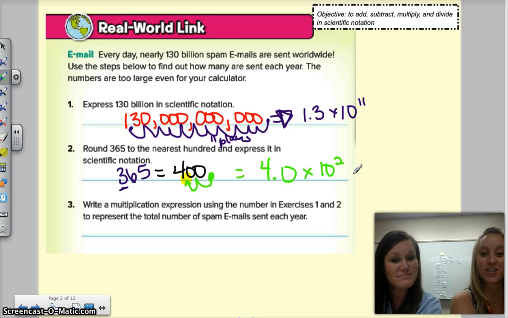Write a multiplication expression using the numbers in exercises 1 and 2 to represent the total number of spam emails. So I'm multiplying.